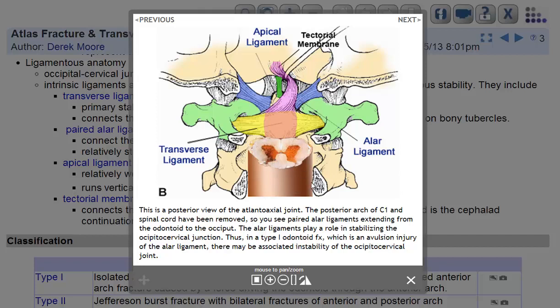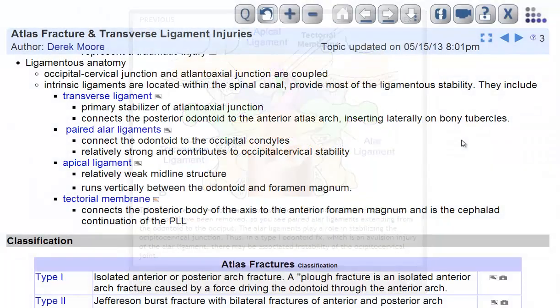This is a posterior view, so you can see the posterior arch of C1 has been removed. The posterior arch of C2 has been removed, so you're looking posteriorly at the spinal cord. You know this because you can see these are your anterior horns of the spinal cord. So here you're looking at the transverse ligament pulling the odontoid anteriorly, and then sitting just more anterior to that are these paired alar ligaments seen here in blue, going up and stabilizing the odontoid to the base of the occiput.